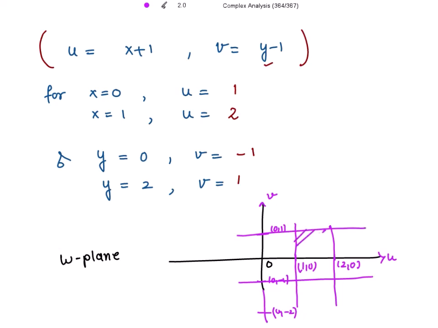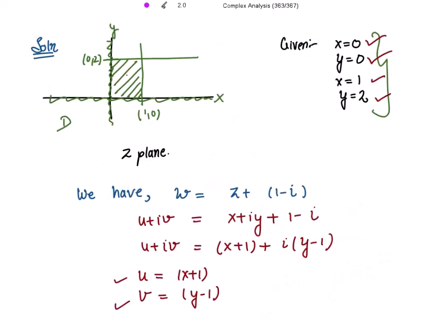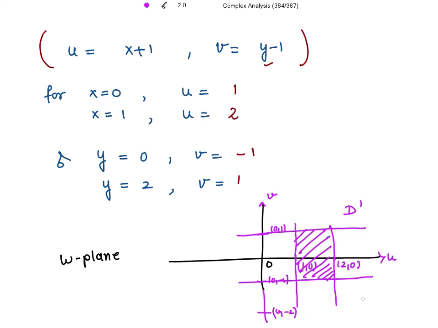So we are getting the region D dash in the W plane as this. This is the region D dash. The green colored region D in Z plane corresponds to the pink colored region D dash in this W plane, right? So what we conclude from here? Let me also mark the lines. This is v equal to negative 1. This is v equal to 1, this is u equal to 1 and this is u equal to 2.